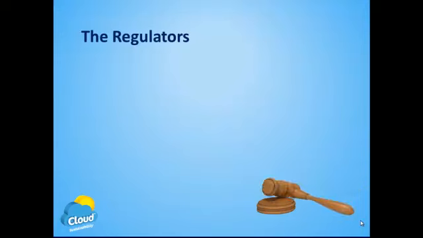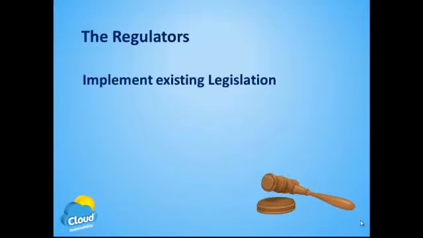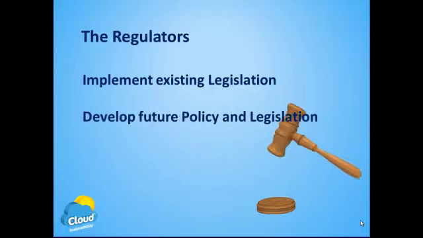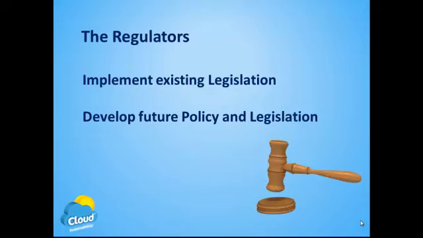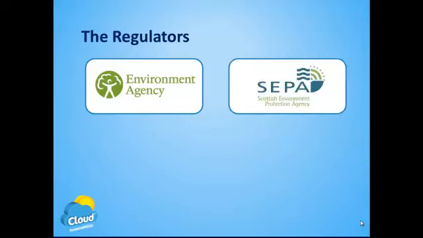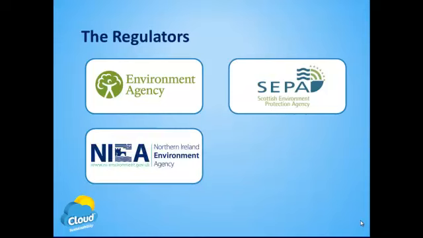Waste legislation in the UK is controlled by designated regulators. These regulators are responsible for implementing legislation to control waste management activities. They also have a role in contributing to the future development of waste policy and legislation. These regulators are the Environment Agency in England and Wales, the Scottish Environmental Protection Agency in Scotland, and the Northern Ireland Environment Agency in Northern Ireland.